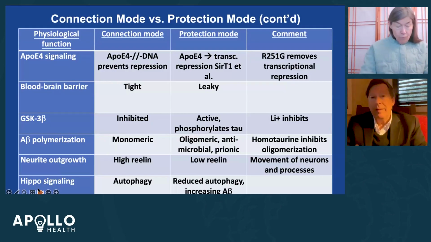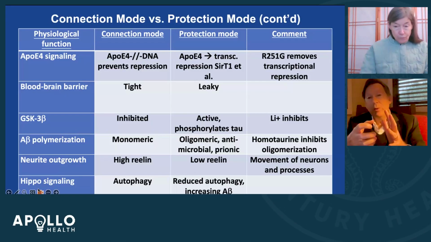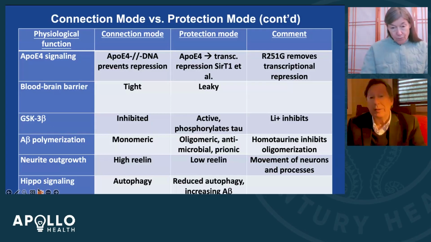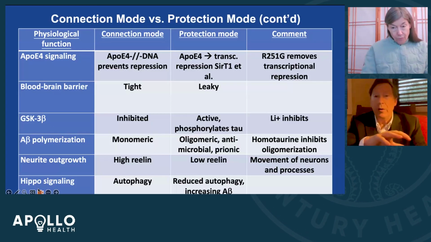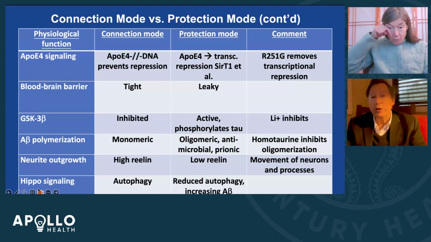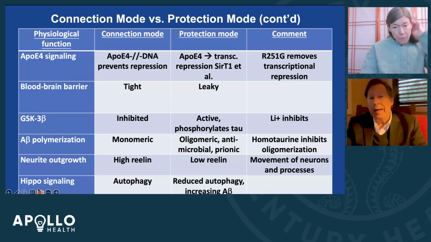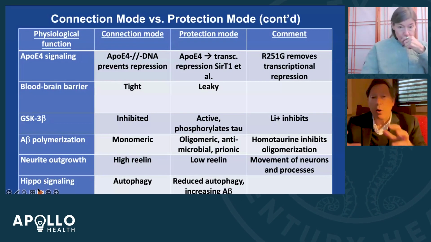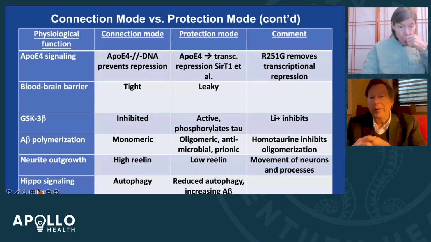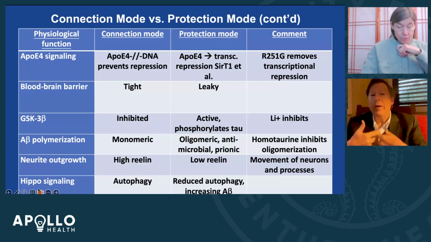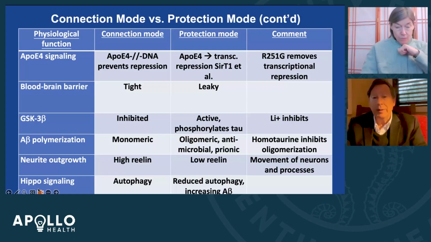And by the way, one of the things that ApoE4 inhibits is one of the subunits of PP2A, which is the phosphatase that takes the phosphorylation off the tau. So in the presence of ApoE4, you get more phosphotau. You jump into that protection mode more easily. Your A beta polymerization: you have monomeric non-toxic A beta in your connection mode. When you've got the protection mode, you are switching. You're now oligomerizing your A beta. It is now antimicrobial. It is now a prion, and you can actually inhibit that with homotaurine.